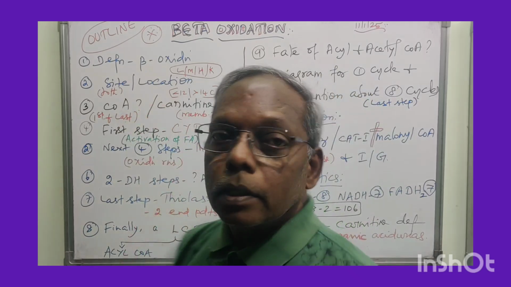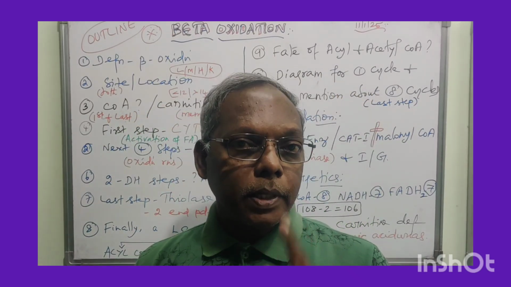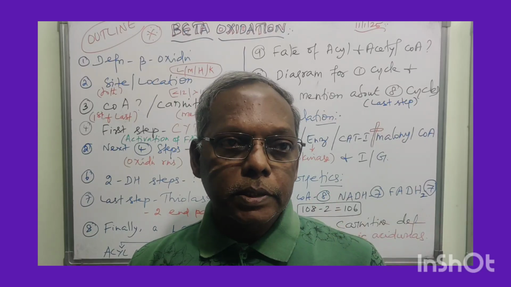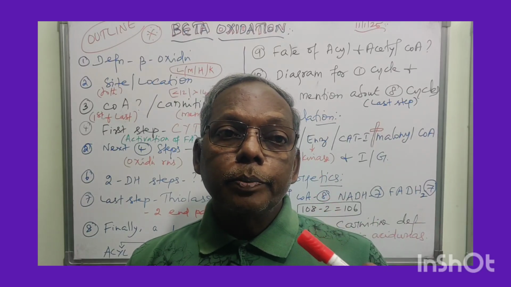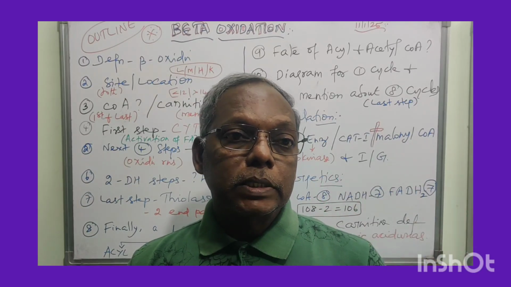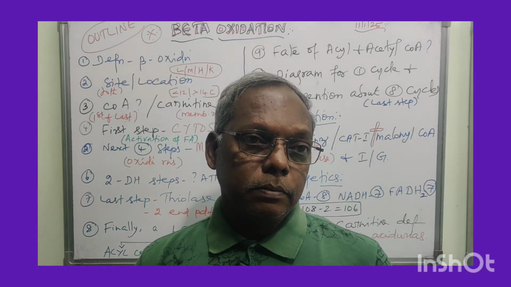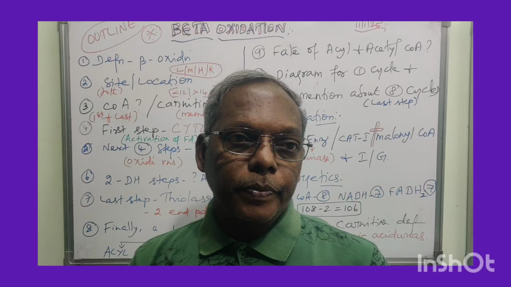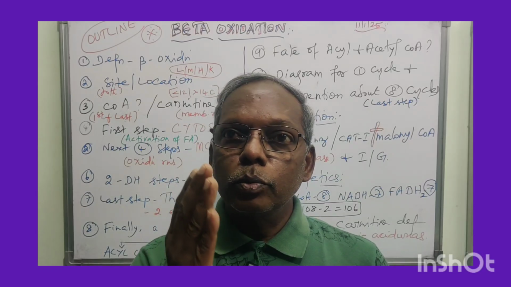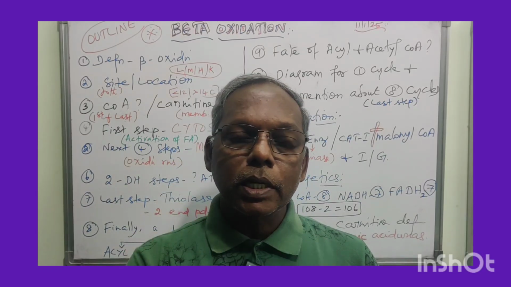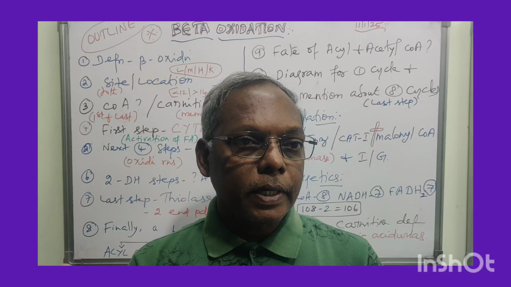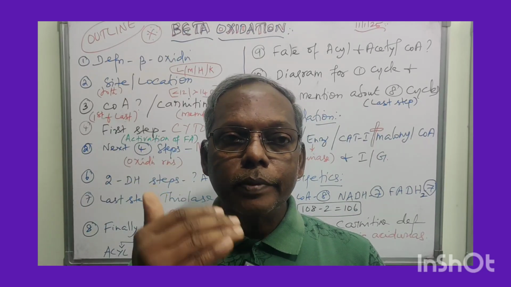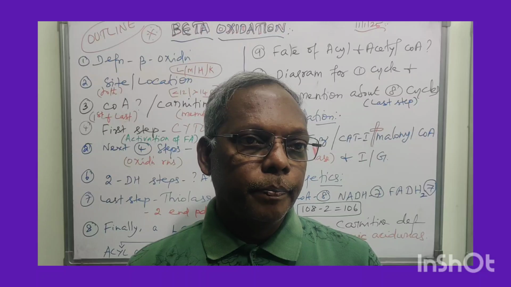Next one is CoA. For beta oxidation, don't forget to mention CoA, that is coenzyme. This is very, very important for the first and last step of beta oxidation, right? Next one is carnitine. Actually, we have three types of fatty acids: short chain, medium chain and long chain. Short chain and medium chain, that is less than 12 carbons, will enter the membrane freely.